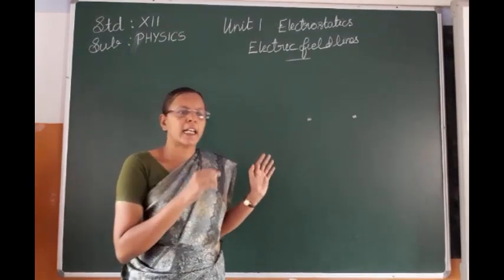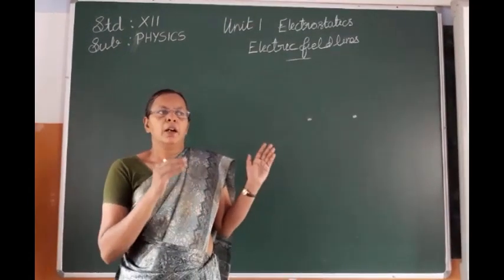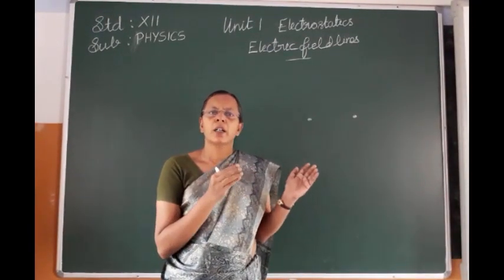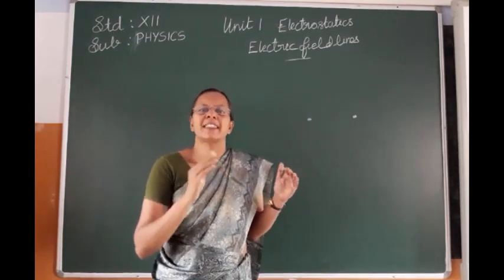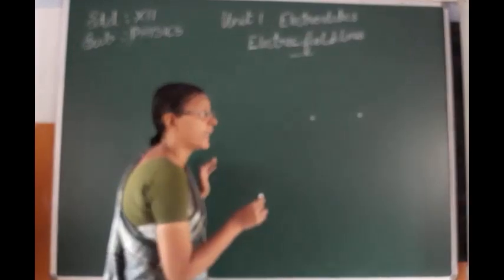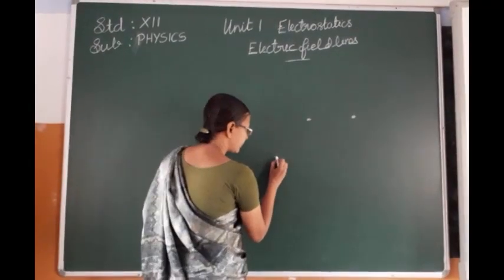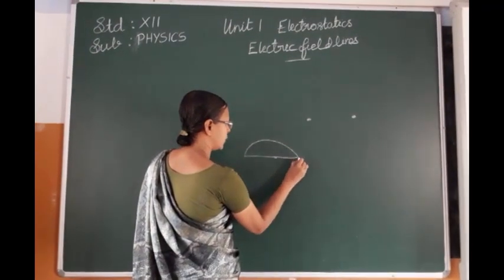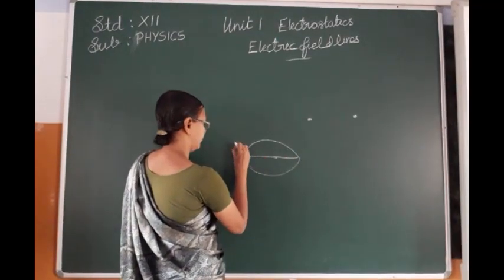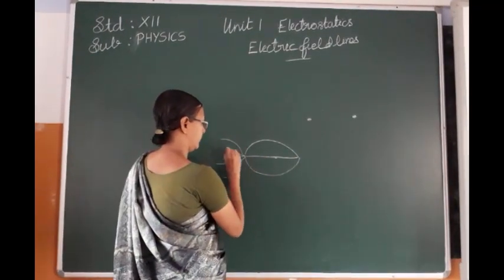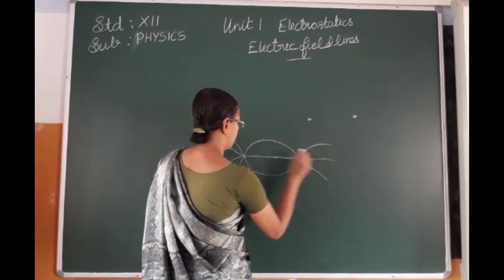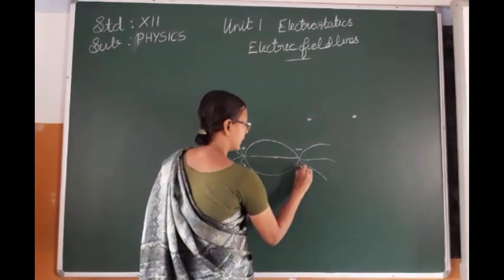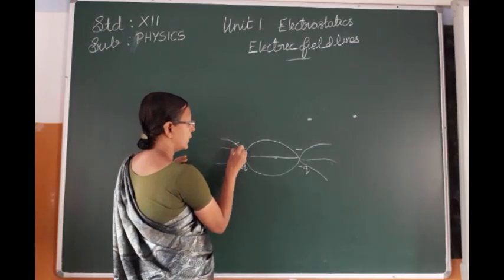In the second rule, the electric field vectors are tangential to the electric field lines at that point. For that we can draw a diagram. This is a point here. How can we draw the electric field lines? This is the positive charge, plus Q. This is the negative charge, minus Q. Okay.